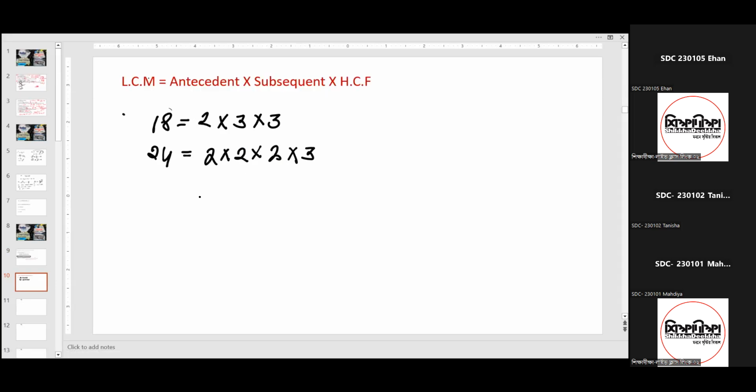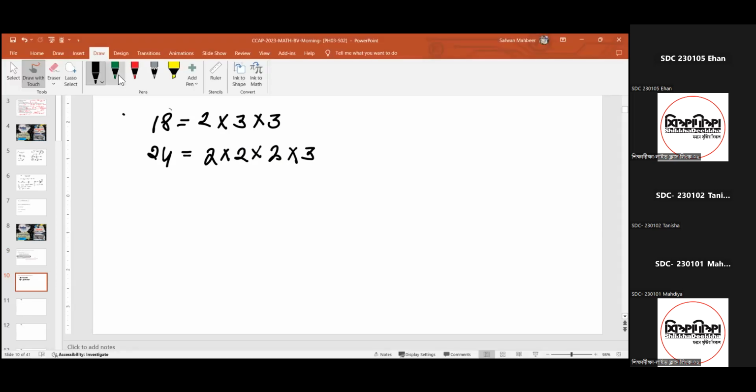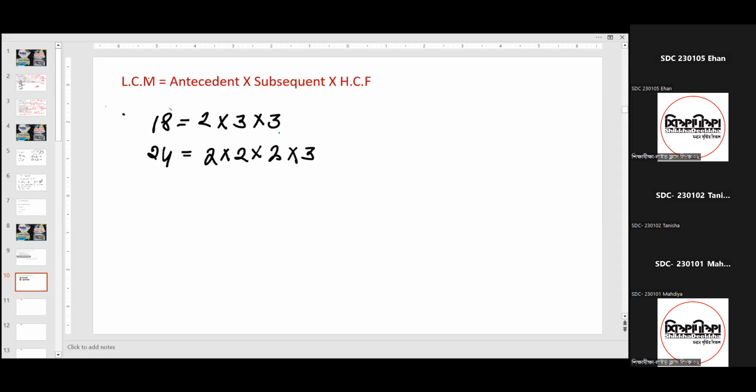So ultimately we get a number. If you want to form the HCF, what do you have to do? We have to pick the common factors. This 3 is common, but the other 3 is not, and this 2 is common, but the other 2s are not common in the two numbers, right? So we can form the HCF from there. This is the HCF.